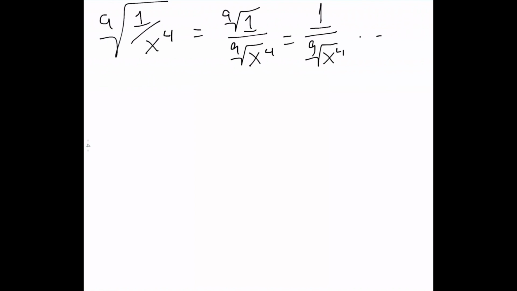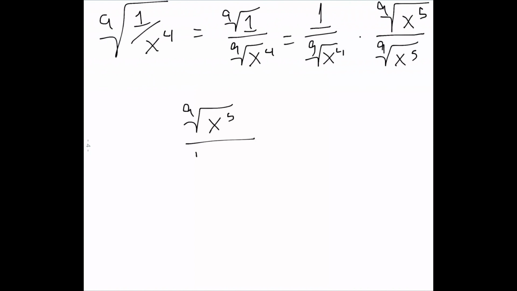The 9th root of 1 over x to the 4th. One of the properties we looked at said that this could break up as the 9th root of 1 over the 9th root of x to the 4th. And the 9th root of 1 is just 1. We have 4 x's on the denominator, and we need a total of 9. So we need 5 more. This will give me the 9th root of x to the 5 on the top, and the 9th root of x to the 9 on the bottom. Or the 9th root of x to the 5 divided by x.